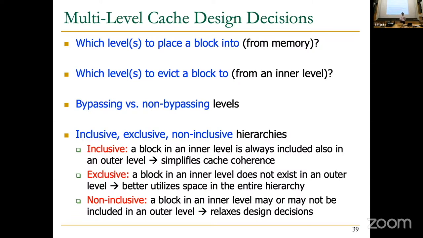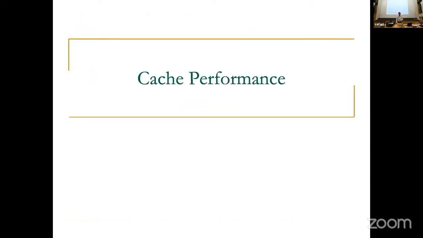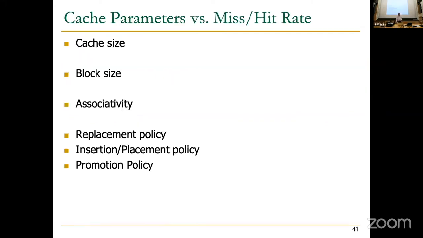But now you can see other dimensions also, when you go to multiple levels. Okay, so let's talk a little bit about cache performance. We've kind of been implicitly talking about this, but I want to cover a couple of things that are important. There are a bunch of cache parameters that we've discussed: cache size, block size, associativity, the management policy within a single level, as well as management policies across levels. All of these affect performance.